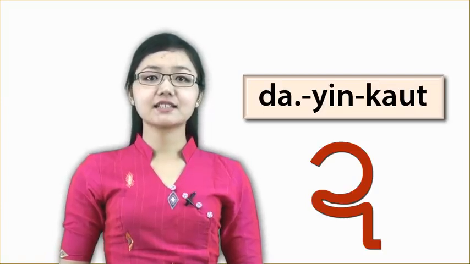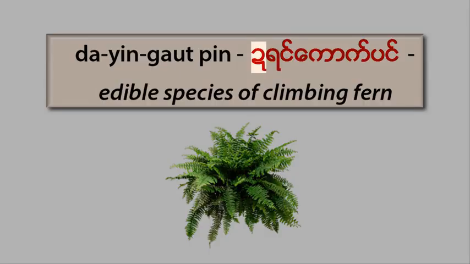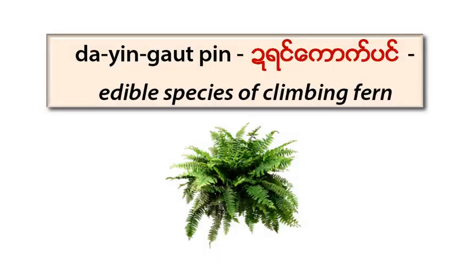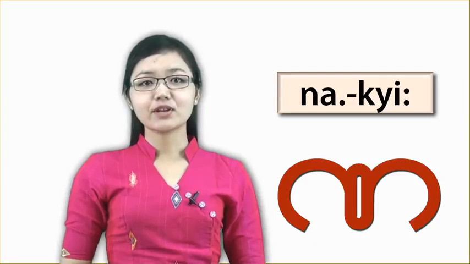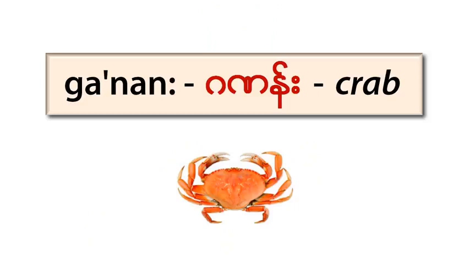13 and 14 have the same sound, da, exactly like the D sound in English for dream. The letters are called da yin gao and da yin mo. The first is used in the word da yin gao bin, edible species of climbing fern, and the second one is no longer used. Next is na ji, pronounced na. This consonant sounds like an English N, as in net. We use it in the word kanan, crab.